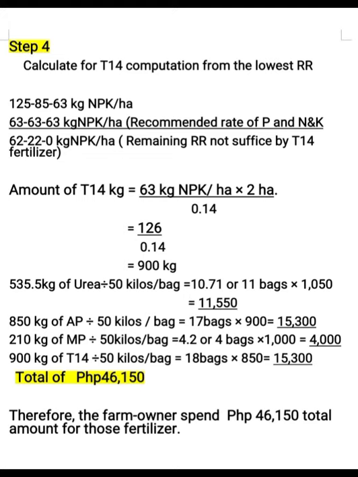So we need to add 11,550, 15,300, 4,000, and 15,300. We get the total of 46,150. Therefore, the farm owner spent 46,150.